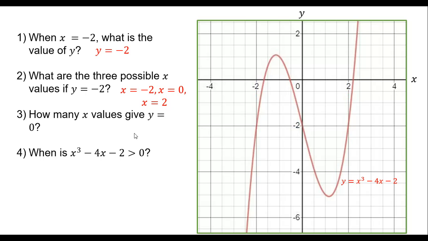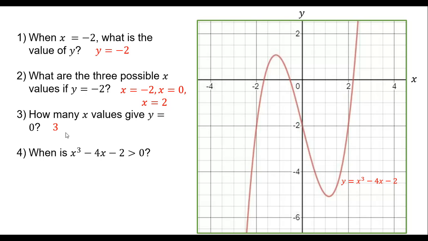Okay, how many x values give y equals 0? Okay, so y equals 0 is obviously the x-axis, so the line that follows the x-axis, and we want to look at how many times our graph touches that line. So it crosses the x-axis 3 times. So we know that there are 3 different values for when y equals 0. Okay, so that's just 3 there.